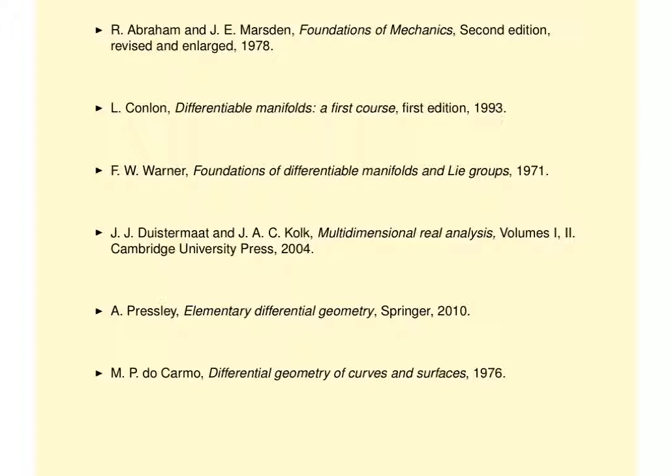Conlon, this is a straight pure mathematics book. I've put down the first edition because I think actually that's better than the second, but make your own mind up about that. Conlon has more of the detailed proofs that underlie manifold theory.